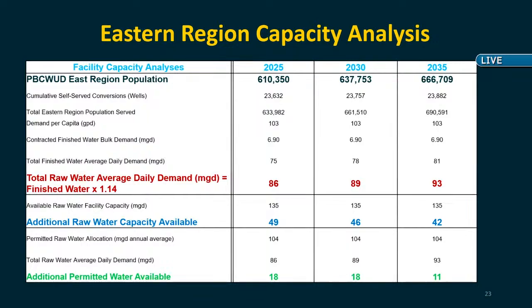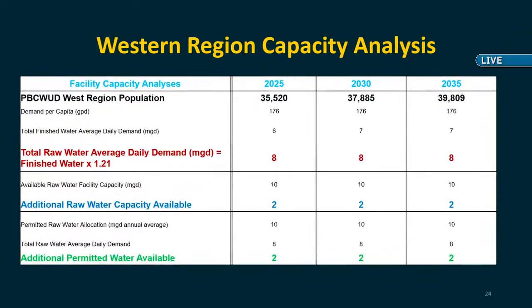So our capacity analysis was the projections that we used to demonstrate that we have sufficient water supply capacity to meet current and future projected water demands for the eastern service area. And also the same we have for the western. We did the projections to show that we had sufficient capacity to meet the water demands.